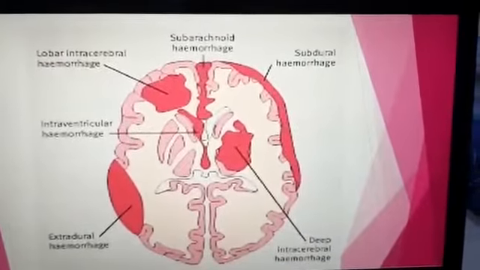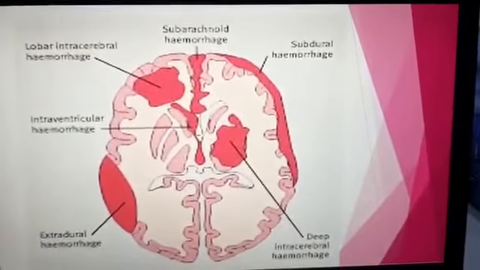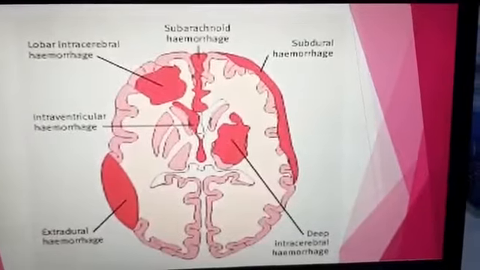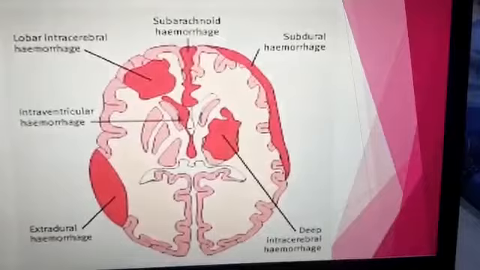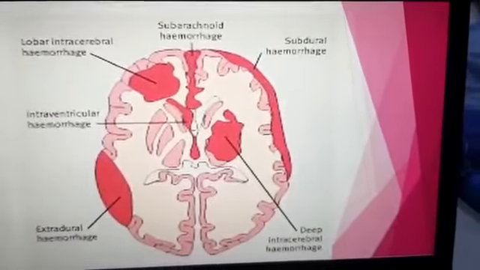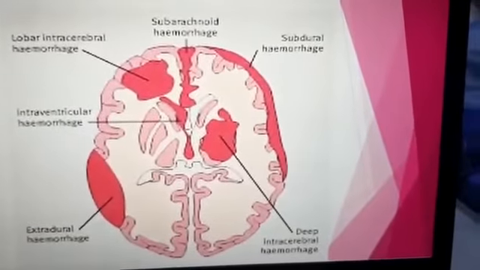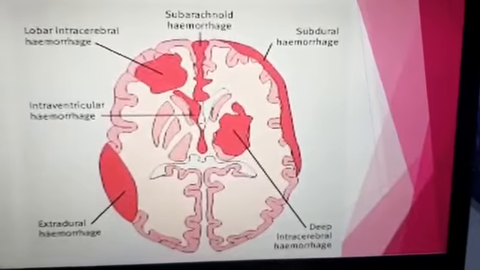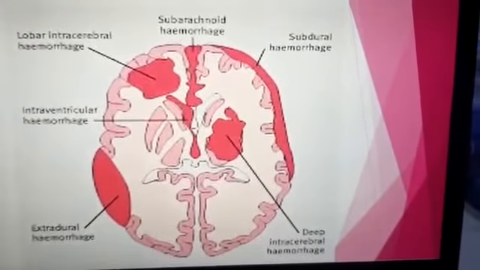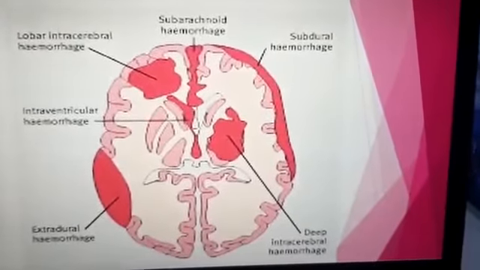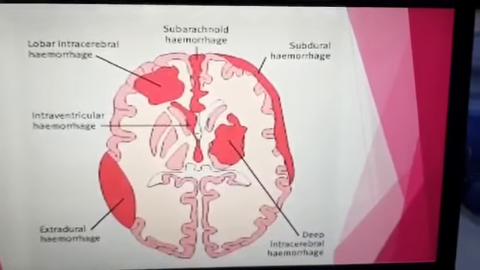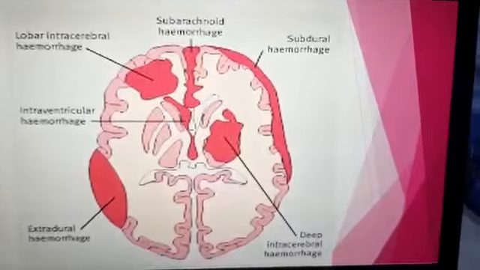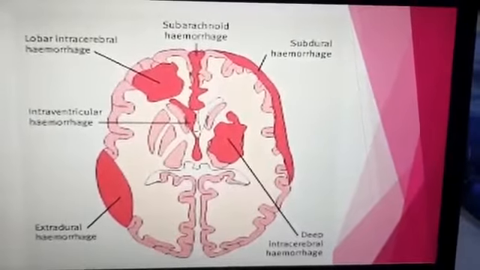subarachnoid hemorrhage. Now, intracerebral hemorrhage: there is no fixed space because it's bleeding inside the brain, so it can be rounded or oval. Mostly it's rounded and oval in shape. Intraventricular hemorrhage takes the shape of the ventricle. Looking in the lateral, it takes the shape of the lateral ventricle. In the third, it takes the shape of the third ventricle. So each type of hemorrhage has a fixed shape.